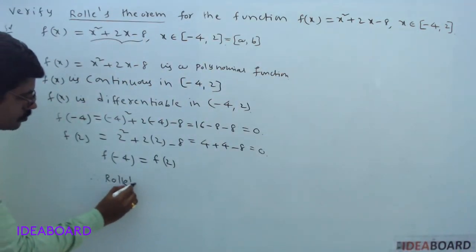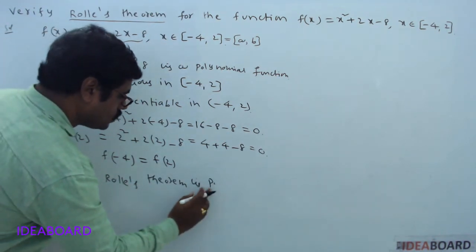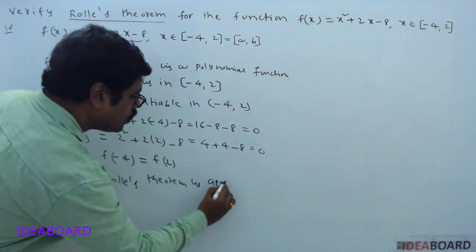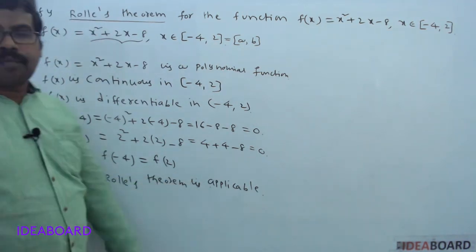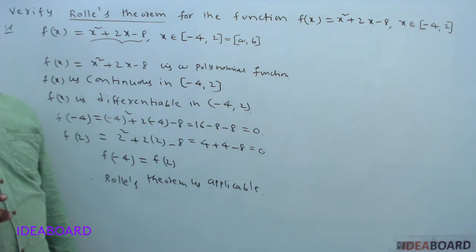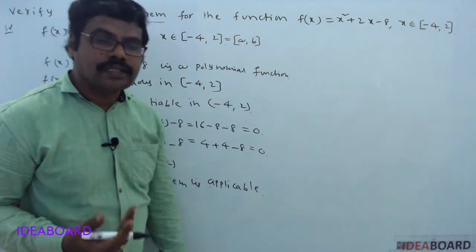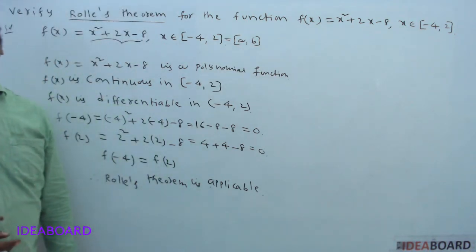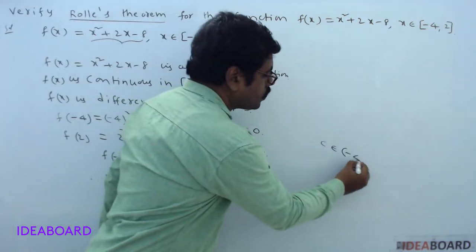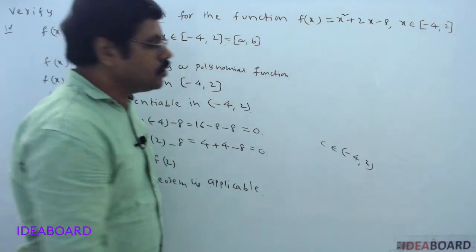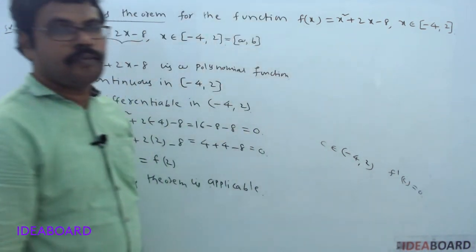Therefore, Rolle's theorem is applicable to the given function. If Rolle's theorem is applicable, then there exists a value of c belonging to the open interval minus 4 comma 2 in such a way that f dash of c equals 0. Now we need a value of c belonging to open interval minus 4 comma 2 which is satisfying the condition f dash of c equals 0.